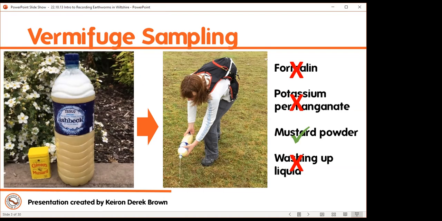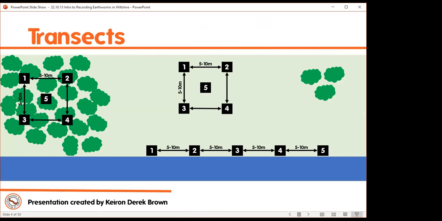Washing up liquid has also been suggested, but like formalin and potassium permanganate, it's possibly not very good environmentally, and I think it's worse for the earthworms as well. It seems to affect the mucus that they have on their skin. So that gets us the anecics and the endogeics, but if we want the compost species and the epigeics, which are the surface dwelling earthworms, I'll come on to that in a sec.